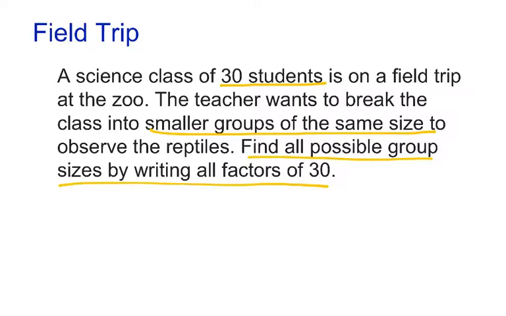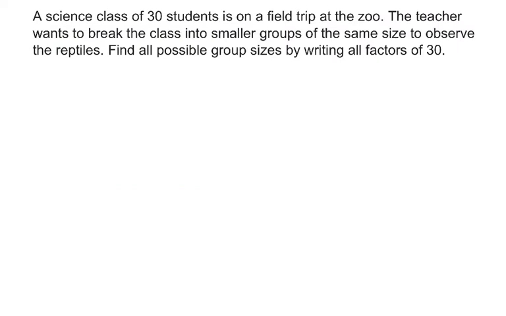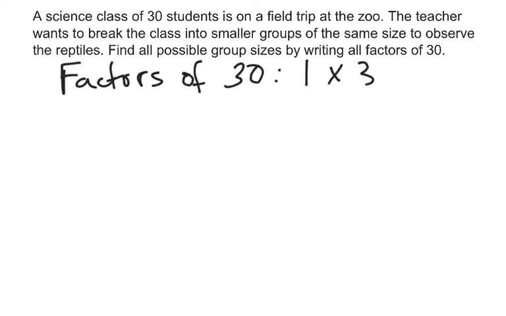So in this word problem, they actually tell us the strategy. We need to write all the factors of 30. So in your notes, you should be writing the factors of 30. On here, I have the problem copied down for you once again. So let's start with the factors of 30. So that would be 1 times 30.